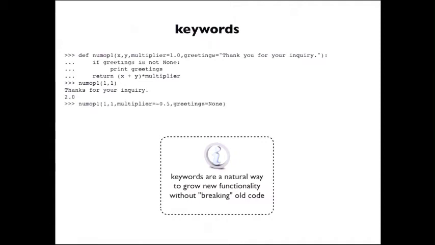So now I can change my multiplier to be minus 0.5, and I can set my greetings to be none, and I get back minus 1. Okay? Does everyone see how we're using keywords and we're using arguments, and we're using these keywords as basically embellishments on the original functionality of the code?